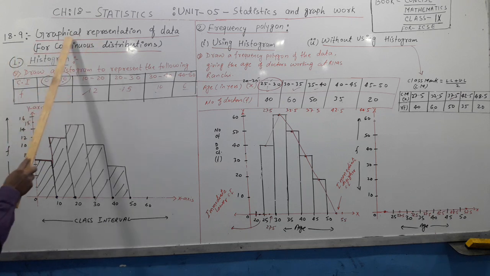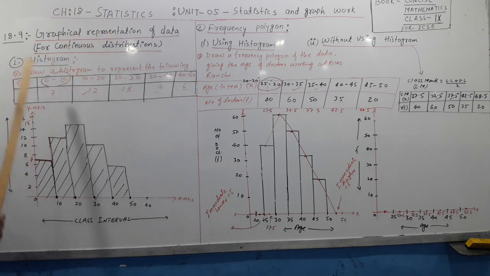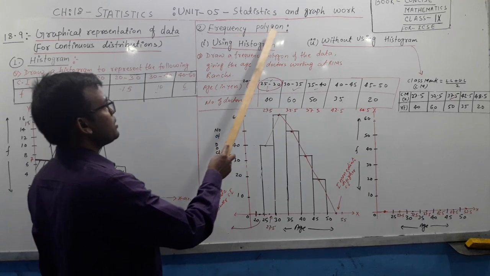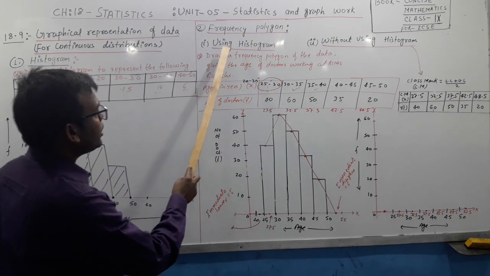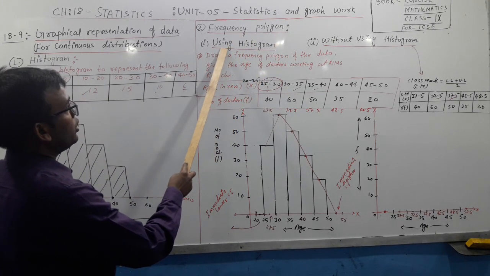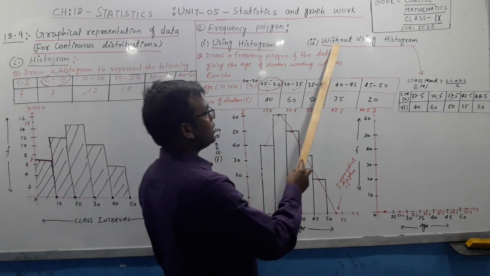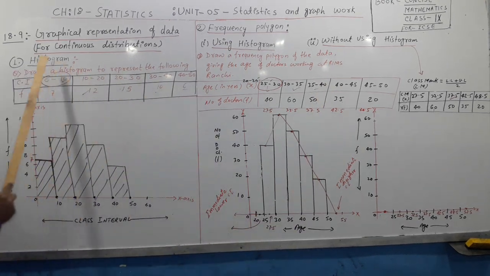For representations of data, we have two types. One is the histogram and the second one is the frequency polygon. In frequency polygon, we have two types of polygon: one using the histogram and one without using the histogram. First, we will learn how to construct a histogram on graph paper. We learn from the example.